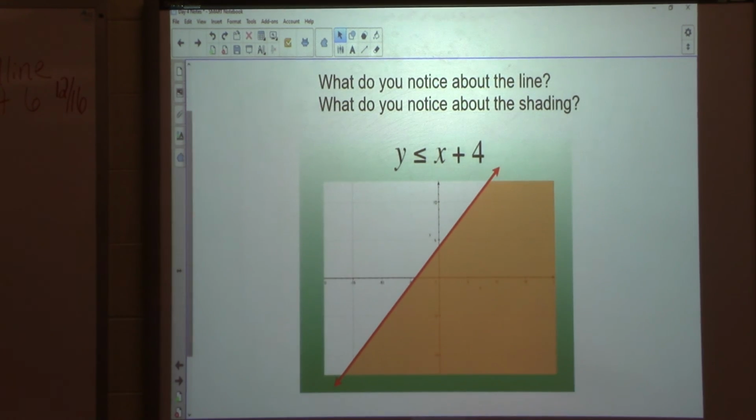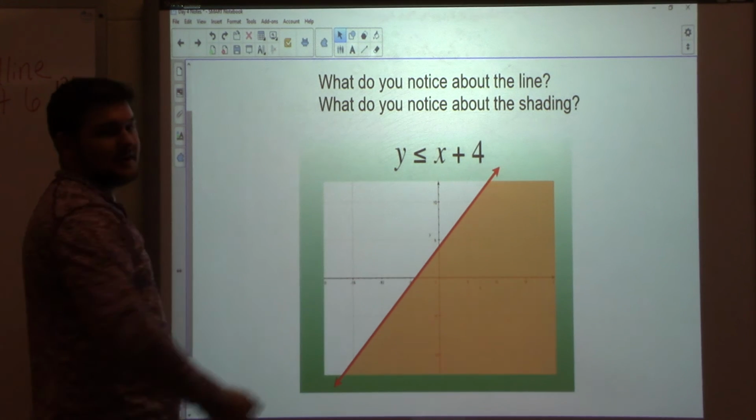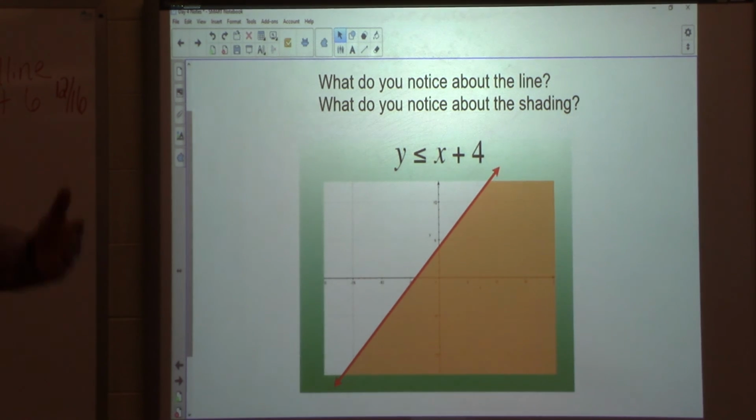What do you notice about this one? It's a solid line. Why is that, Cam? Why do you think it's a solid line? What did I just say? Because it's "or equal to." Very good. It's got that line underneath. Yes, sir. The sign is reversed when it's on the opposite side, but it's open.